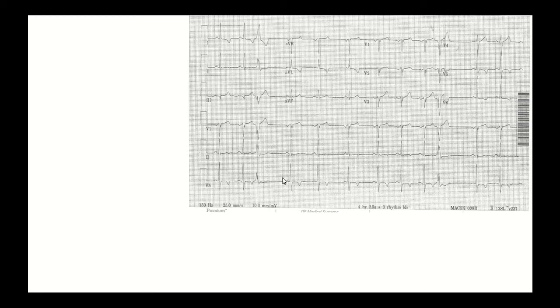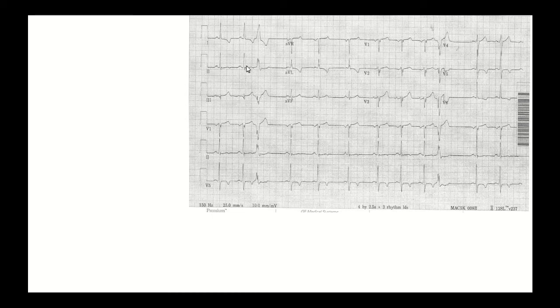PVCs are part of the rhythm. The other part of the rhythm, what are the other ones doing here? Well, that looks like an upright P wave there in 2. Looks like we have those before just about all the rest of the QRS complexes, so it looks like it's sinus rhythm. Axis is normal, up in 1, up in aVF.